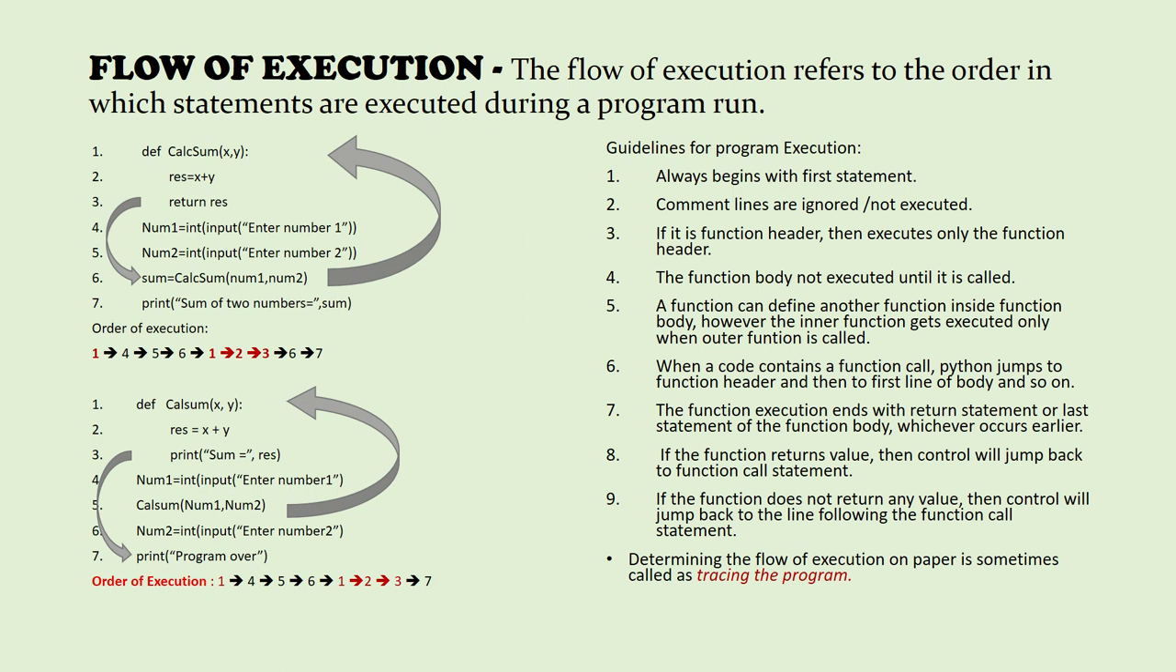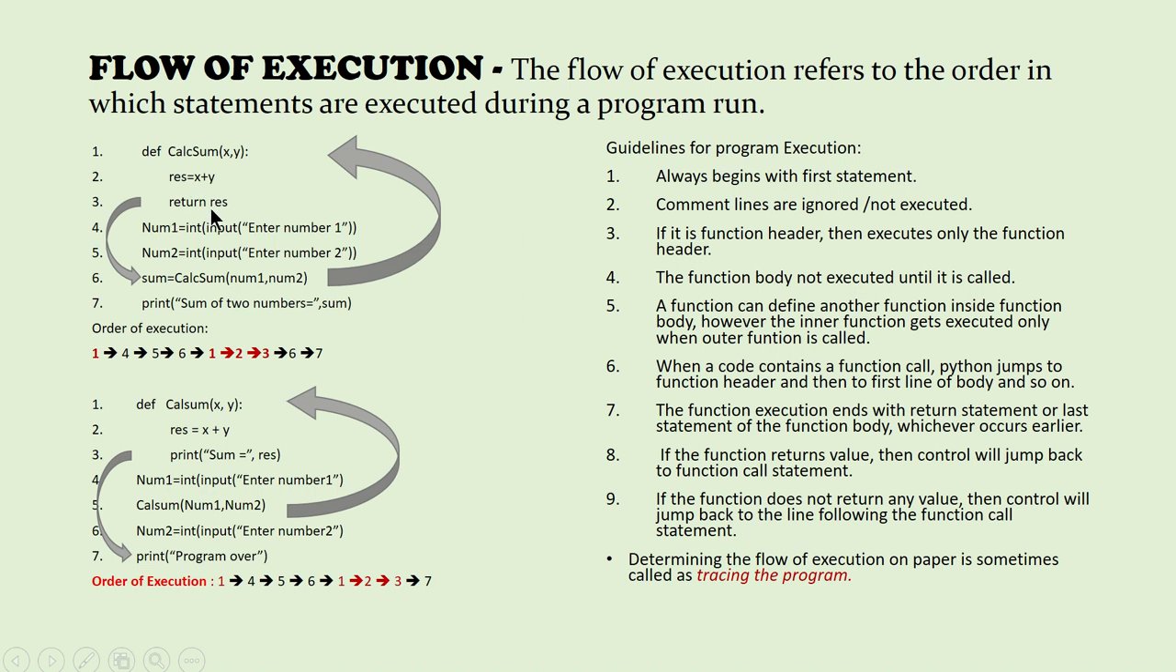So here is an example. There are two examples given for a reason. Here I have given the line numbers, 1 2 3 4 5 6 7. These are the line numbers for the program. So def calc_sum(x, y): calc_sum is the name of the function, and x, y are the parameters to the function. It will just add the two numbers and then return the value.